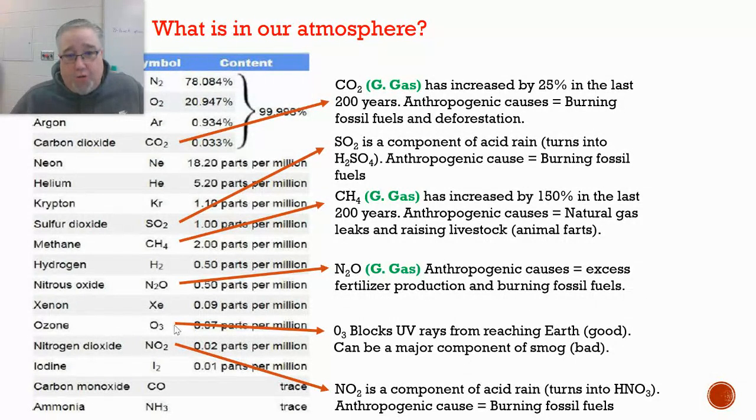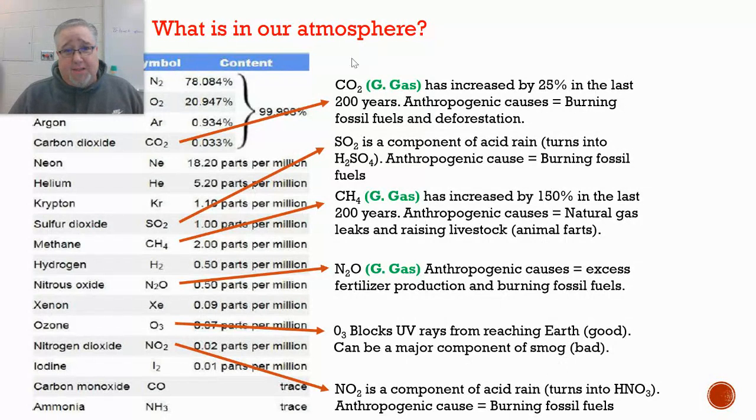And finally, ozone. Ozone, the formula is O3. We sometimes tend to think of ozone as being a good thing, and it can be. It blocks ultraviolet radiation from reaching the Earth, which we'll talk a little bit more about today. But it can also be a major component of air pollution or smog. So that kind of is a bad thing.